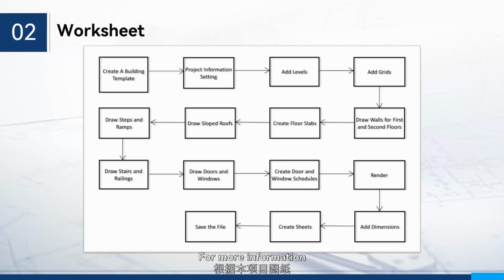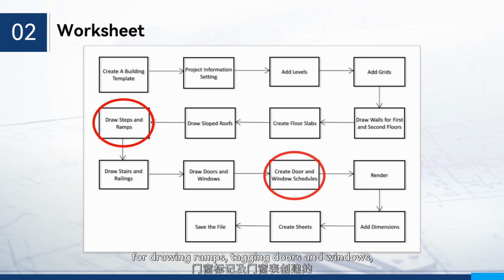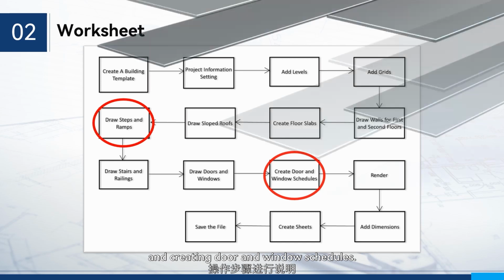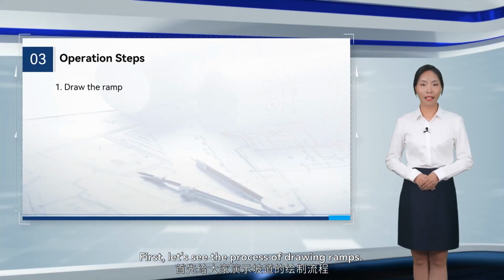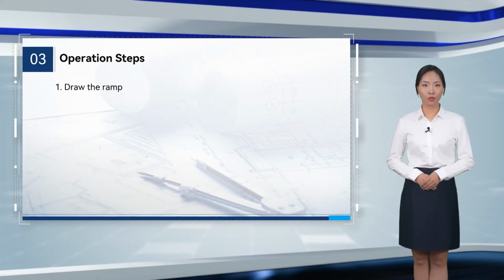For more information about the components with specific operation steps covered in the previous modules, please refer to the related content. This lesson will focus only on the operation steps for drawing ramps, tagging doors and windows, and creating door and window schedules. First, let's see the process of drawing ramps.